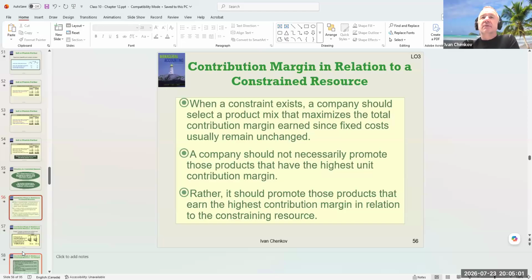The general rule is that when the constraint exists, you focus only and only on the product which maximizes the profit, or has the highest contribution margin within the constraint. So for that reason, we are not necessarily going to focus on the product with the highest contribution margin in general, but on the product that has the highest contribution margin within the constraint that we have.